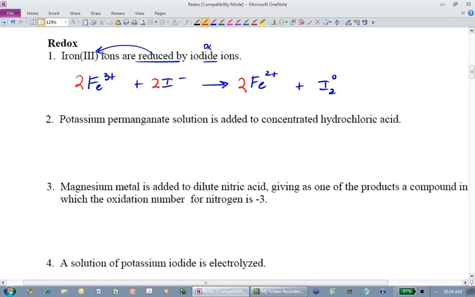And then 2 times 2+ is 4+. So let me try that again. 2 times +3 is +6. 2 times -1 is a -2. Add those together, and I come out with +4. This is 0, and it's added to 2 times 2+, which is +4. Check. It balances. I've balanced by atom, and I've balanced by charge.